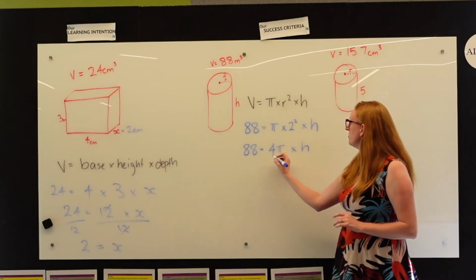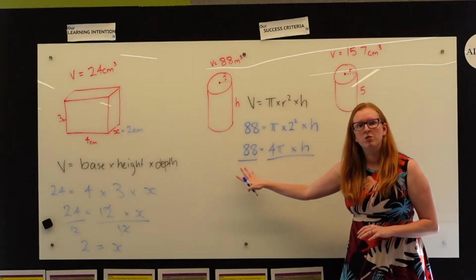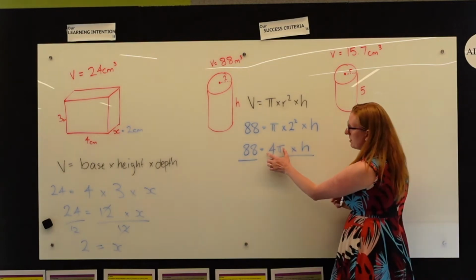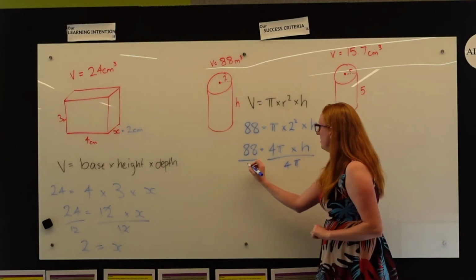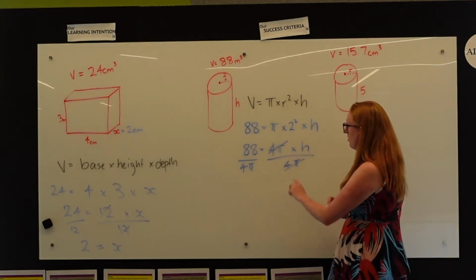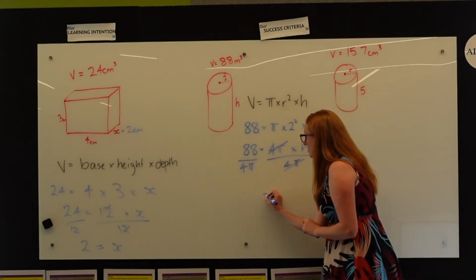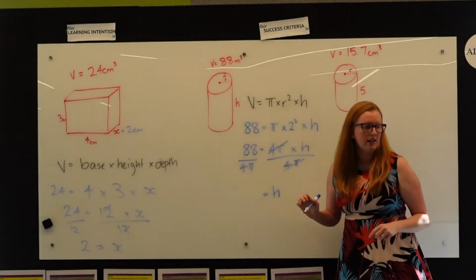So I'm going to be dividing both sides by whatever it is that I'm wanting to move. Because this is what I'm wanting to move, that's what I'm going to divide by. So 4 pi, that's cancelled those out. So all I'm left with over this side is h. And now I can type this into a calculator and get my answer.